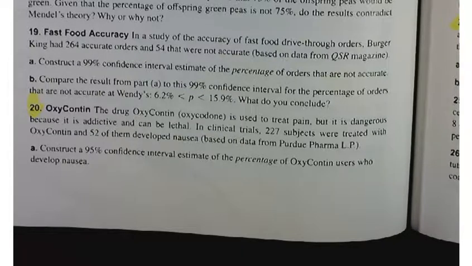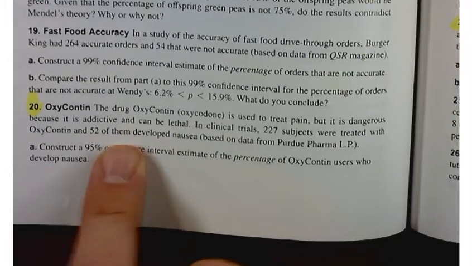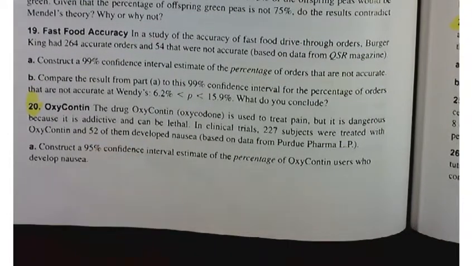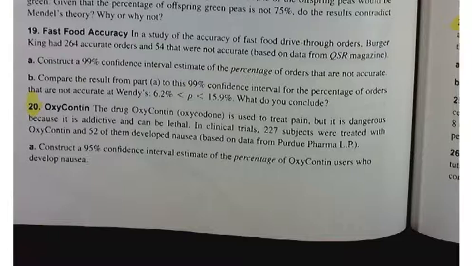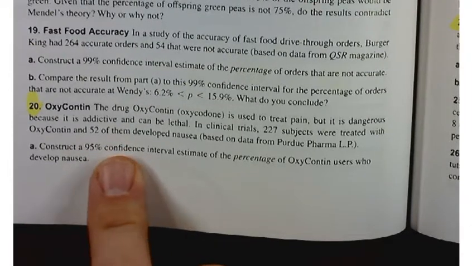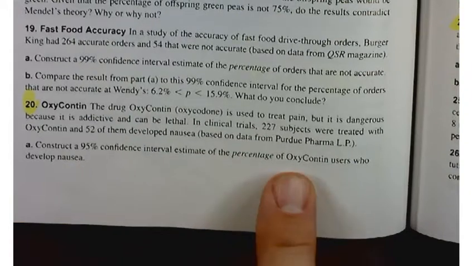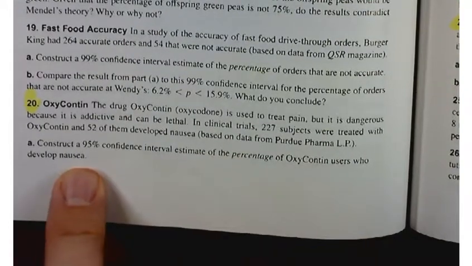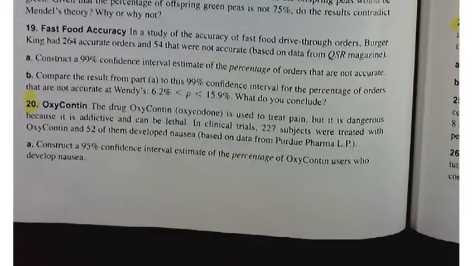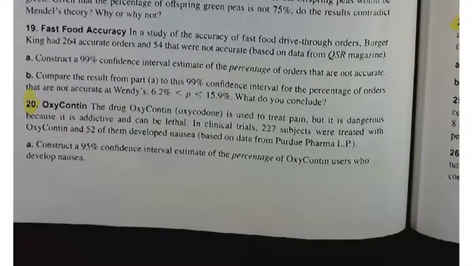Yeah, I think he took the high road on this. He didn't talk about anything else I expected him to do, but he's just talking about the people who have an adverse reaction to taking it in the first place. So you develop nausea. So we want to find a 95% confidence interval for the percentage of OxyContin users who develop nausea. So you've got all the numbers you need there. Give it a shot and see if you can come up with a 95% confidence interval estimate and then interpret it in words.